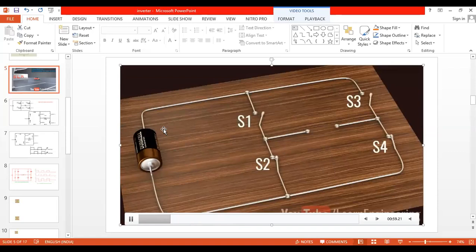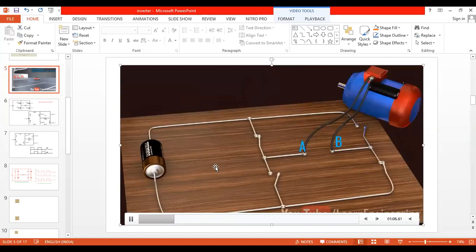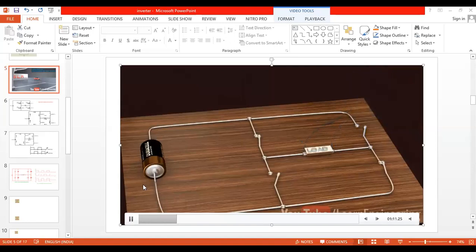So what is case one? Current starts from the positive terminal and it flows through S1, then through the load, to S4, and from S4 to the negative terminal.